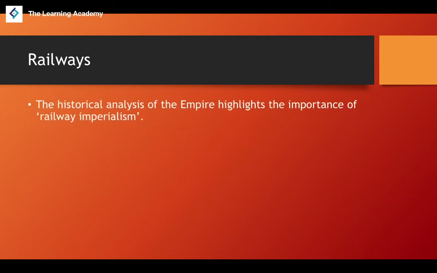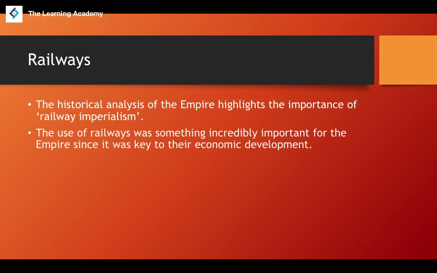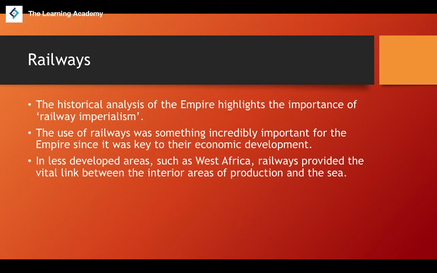When it came to railways, the historical analysis of the empire highlights the importance of what we call railway imperialism. The use of railways was incredibly important for the empire, since it was key to the economic developments. So when we look at less developed areas of the empire, places like West Africa and some parts of India, for example, railways provided the vital link between the domestic areas for production and the sea. So not only do we have the sea lanes that transport goods across the oceans, but we also use the railway networks to develop inland roads into the colonies, like places in West Africa, to go deeper into the more domestic areas of the continent.